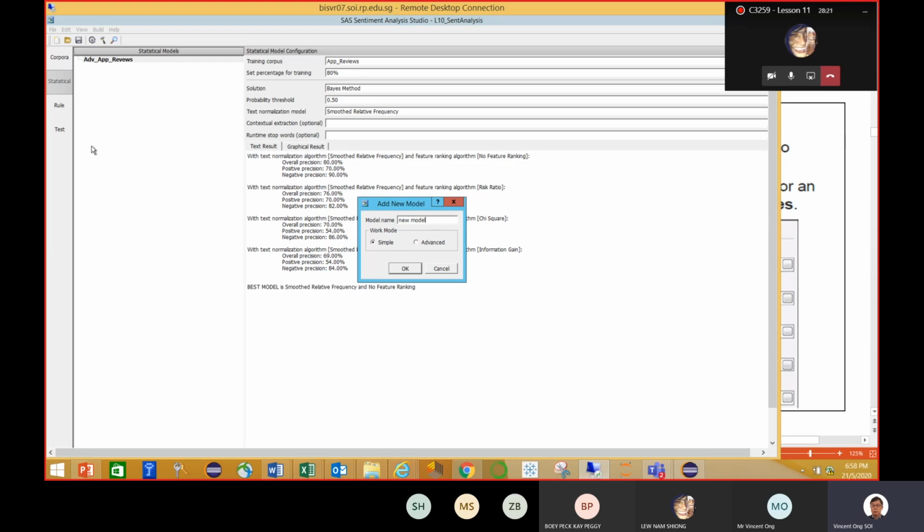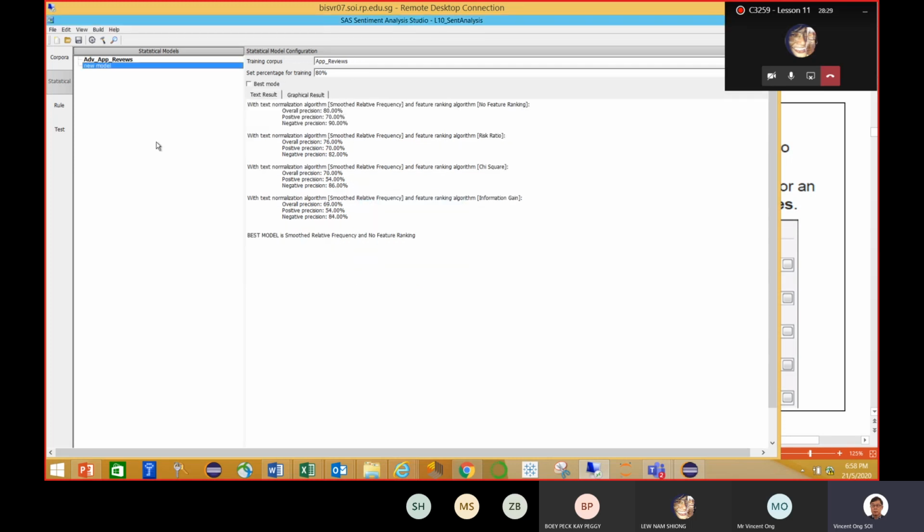Okay, normally we use simple. Actually, simple and advanced, not much of a difference. I'll explain that in the slide as well. So you can see that, in the new model, they will actually ask for the setting.